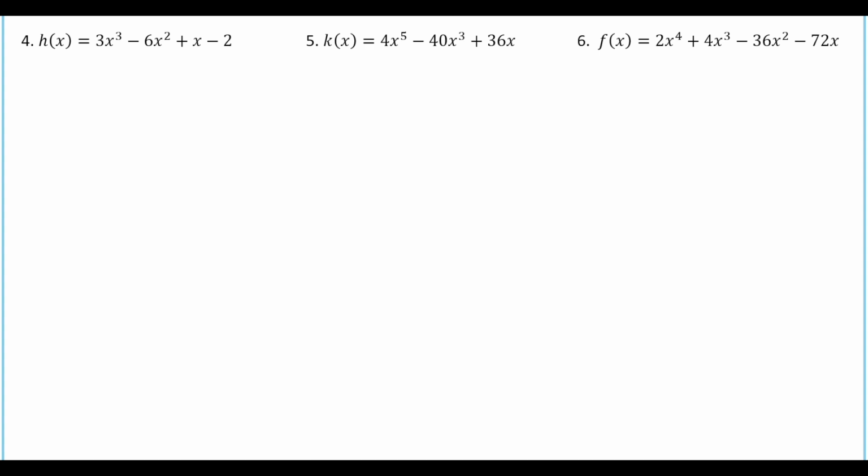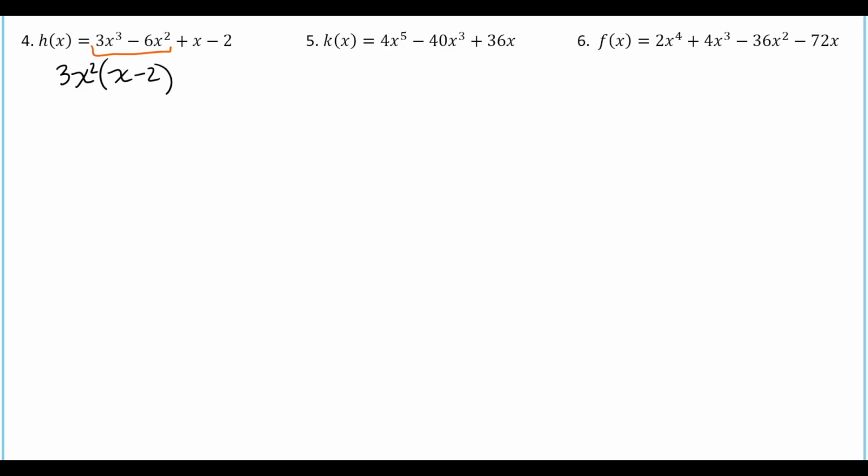Once again, I have a quadrinomial, so I'm going to go ahead and factor this by grouping. In my first group, I have 3x cubed minus 6x squared. I can factor out a 3 and an x squared. I'm left with x minus 2.